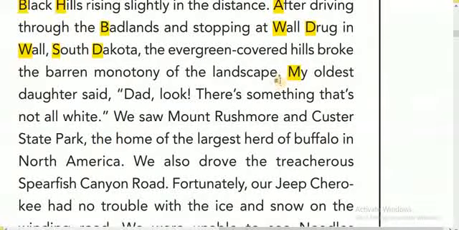We got a full stop here. It's a full stop. My oldest daughter said, "Dad, look." You capitalize this because this is a quotation. This is a quotation, okay? We just capitalize the first word of the quotation, not the partial.